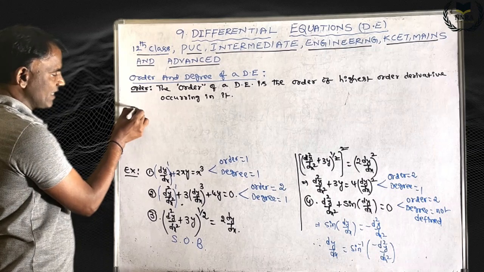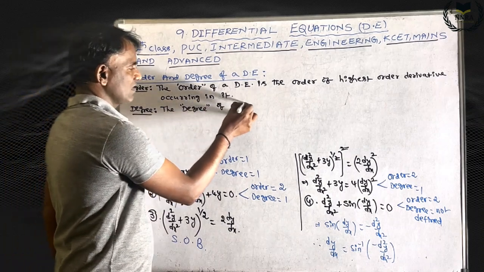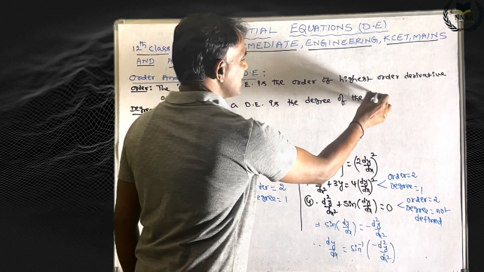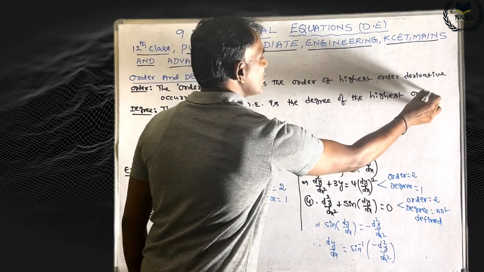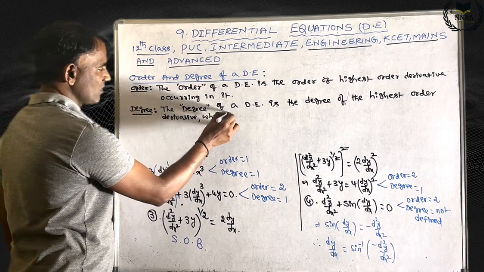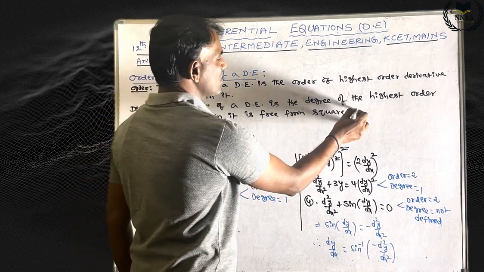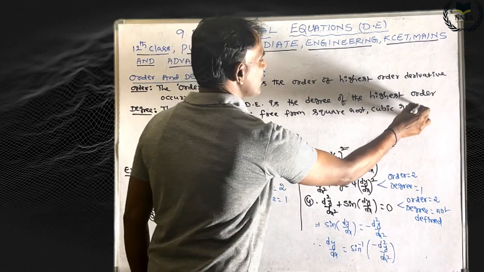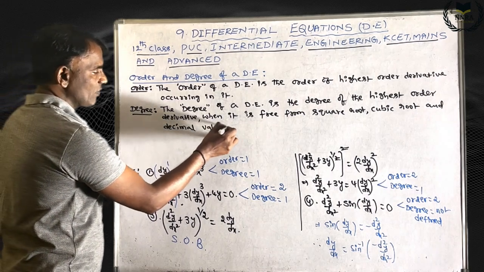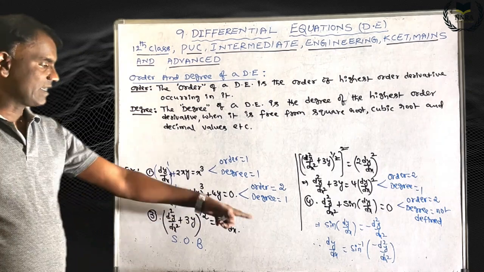Clear? And coming to degree, the degree of a differential equation is the degree of the highest order derivative, when it is free from square root, cube root or cubic root, and decimal values like 1 by 10, 1 by 100, 1 by 1000, etc. So these are the exact definitions of order and degree, and these are the examples.